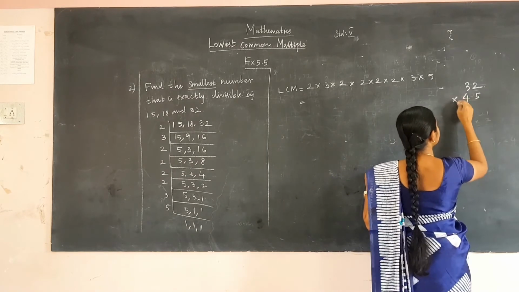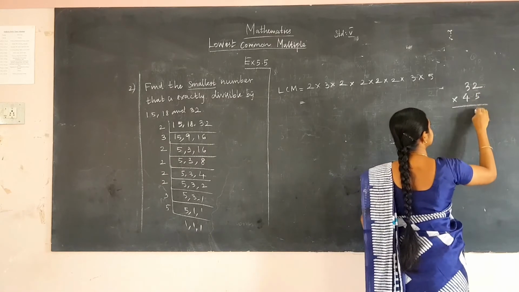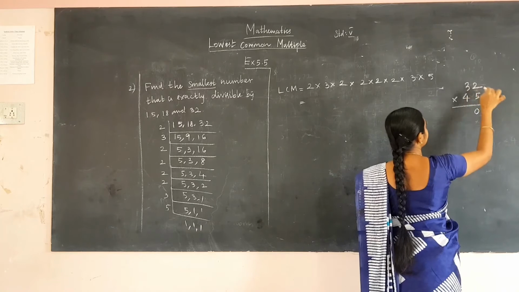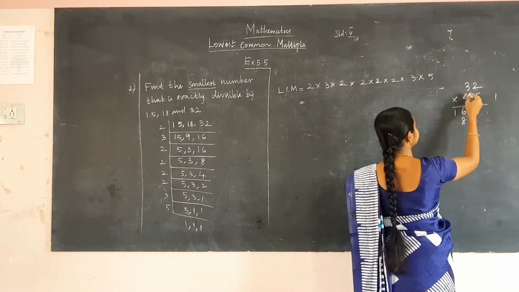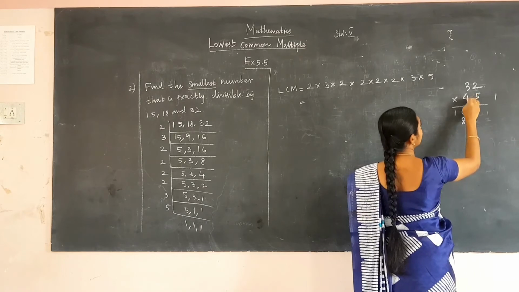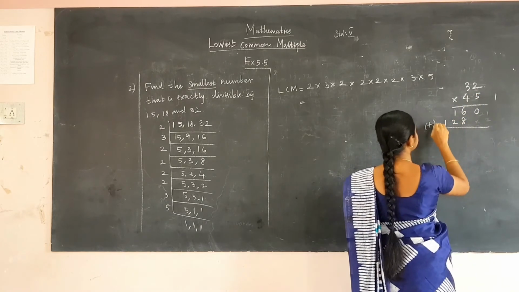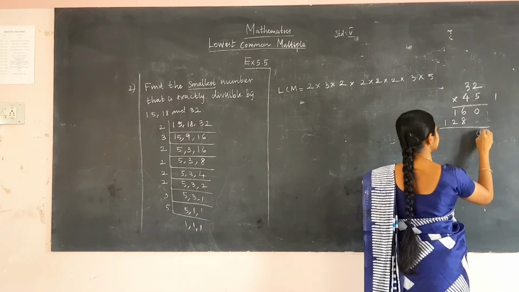We have to multiply 32 and 45. 5 into 2 is 10. We have remaining 1. 5 3s are 15. 15 plus 1 is 16. 4 2s are 8. 4 3s are 12. We have to add them. We have 0.